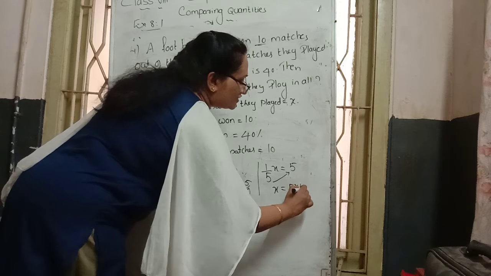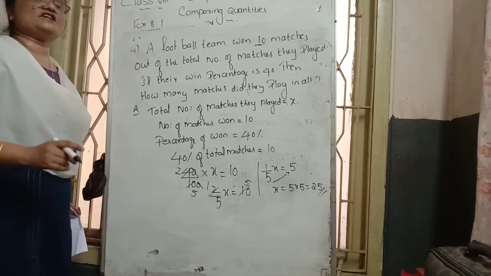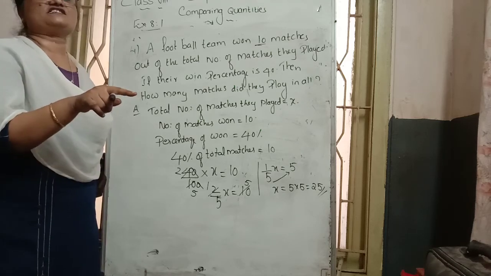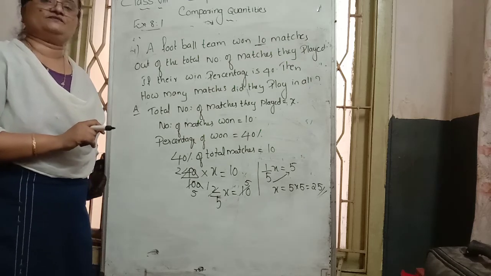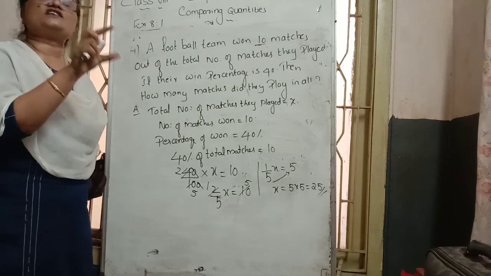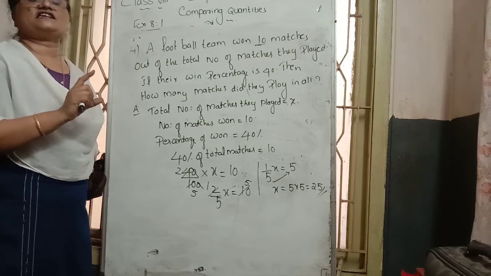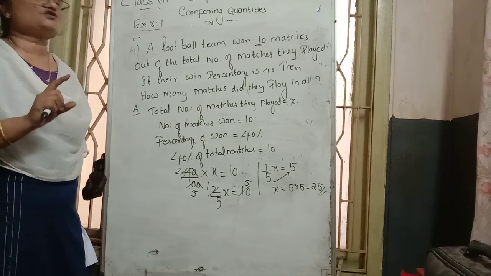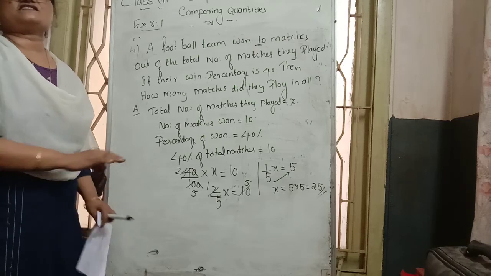5 into 5. 5 fives are how much? 25. That means how many matches did they play? They played 25 matches. Out of 25, only 10 matches they won. That's why they're saying 40% of matches they won. That is the meaning of the question. I hope you can understand this topic. The remaining part we can discuss in the next class. Thank you.